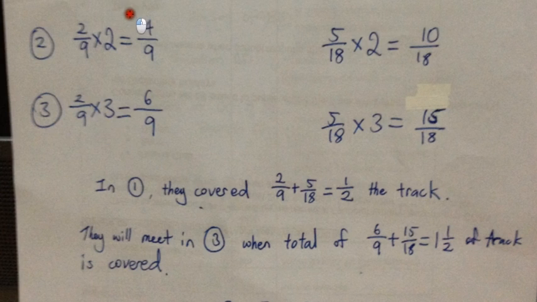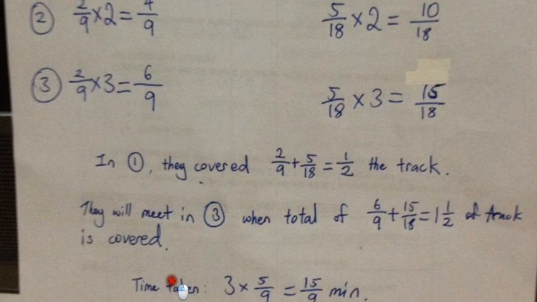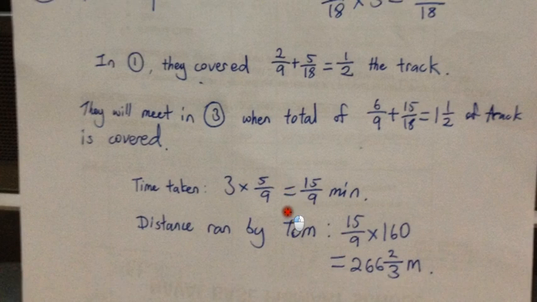Since they'll meet in the third multiple, I can say that the time they will take to meet the second time will be 3 times 5 out of 9, giving us 15 out of 9 minutes. So with this time, the distance ran by Tom will be 15 out of 9 times his speed, which is 160. So his distance ran will be 266 and 2 out of 3 meters. Thank you.